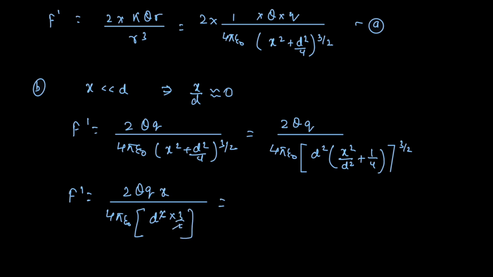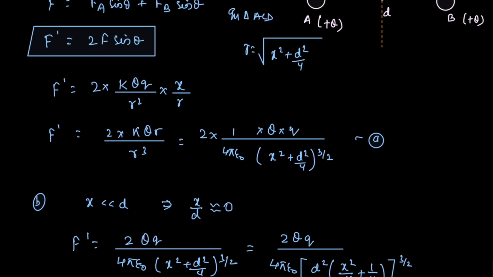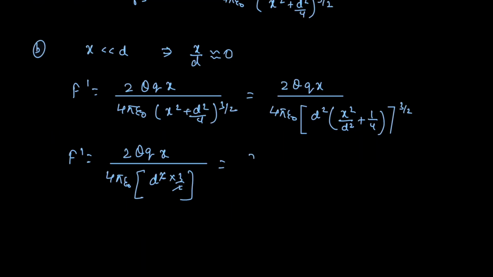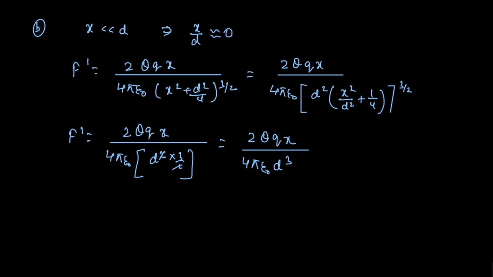Here x. So we can write 2 capital Q small q into x by 4 pi epsilon naught d to the power 3. Here small q, capital Q and d are all constant. Only x is varying. So F dash is directly proportional to x. This is the answer for the second part.